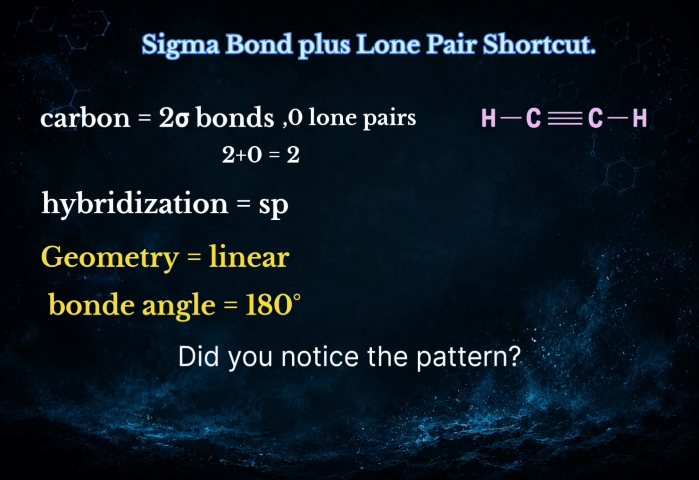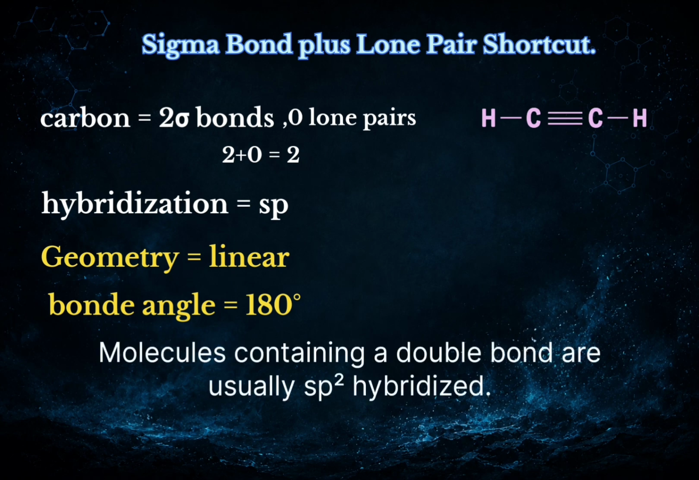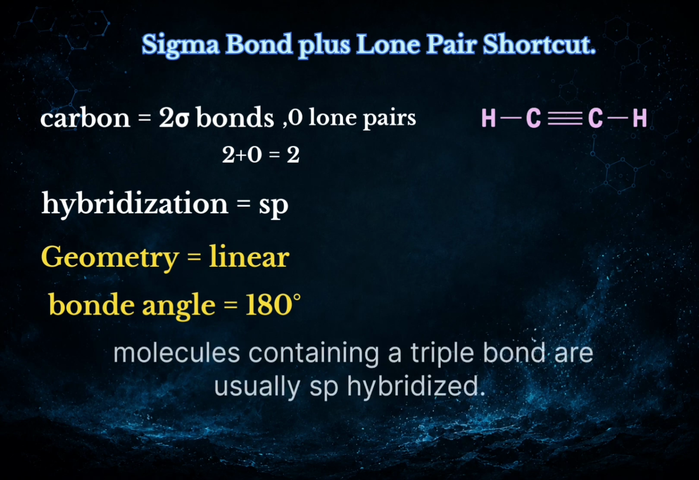Did you notice the pattern? Molecules with only single bonds are usually sp3 hybridized. Molecules containing a double bond are usually sp2 hybridized, and molecules containing a triple bond are usually sp hybridized. Just remember one important point. Don't look at the entire molecule. Always determine the hybridization of the specific atom you're interested in. Now you've learned 2 powerful methods, the steric number method and the sigma bond plus lone pair shortcut. With these 2 techniques, you can determine the hybridization of almost any molecule with confidence.